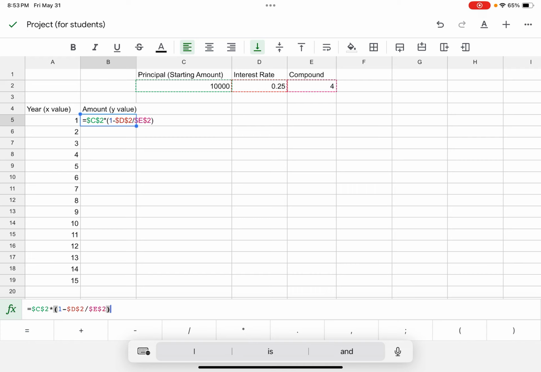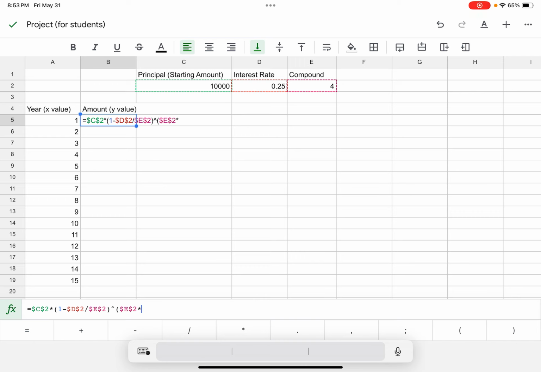Close my parentheses. My formula looks pretty good so far. Principal times 1 minus R over N to the exponent of, there's my caret, my little up arrow, which is above the 6 on the keyboard, so it's shift 6. Again, I do my parentheses, and I go back to my N number, my compoundness.